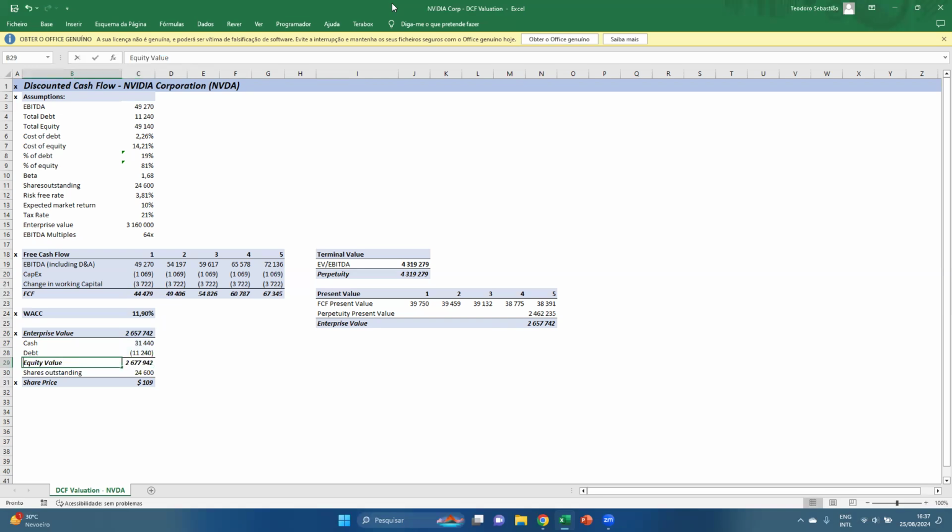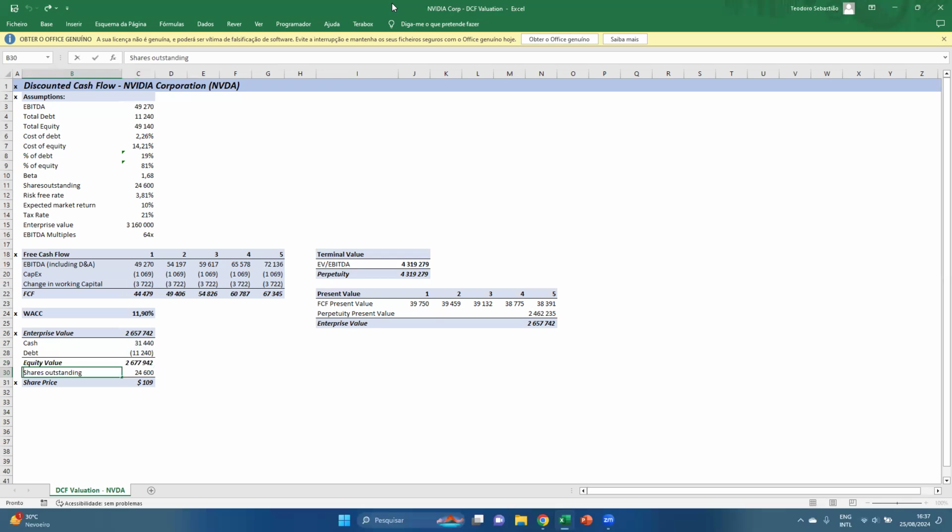we are going to have the equity value, that is the cash available for the equity holders, not for debt and equity holders as we have in the enterprise value, but just for the equity stakeholders basically.